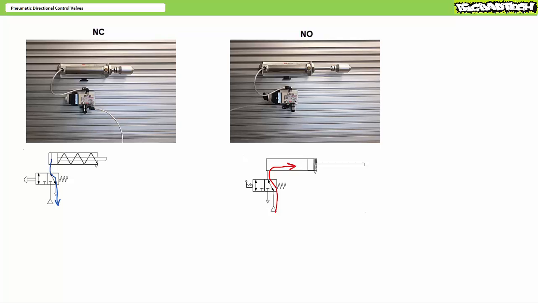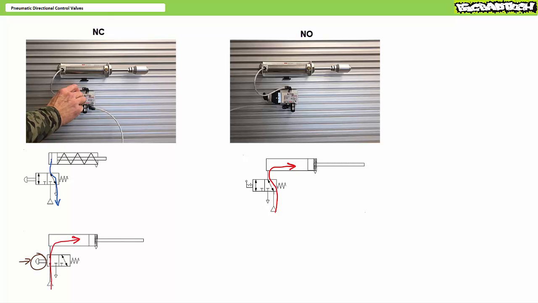Compare and contrast the behavior of these two valves and a single acting cylinder: 1, the original normally closed configuration, and 2, the modified normally open configuration. The valve on the left is normally closed, and in the deactivated state, the cylinder is retracted. In contrast, the valve on the right is normally open, and in the deactivated state, the cylinder is extended. If an operator presses the push button on the valve on the left, the cylinder extends. Whereas, if an operator activates the selector switch in the valve on the right, the cylinder retracts.